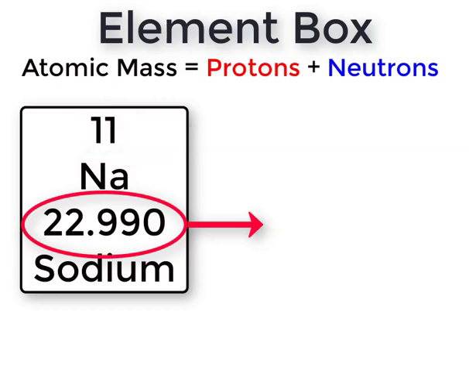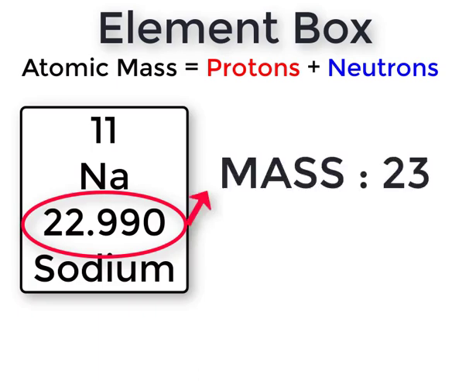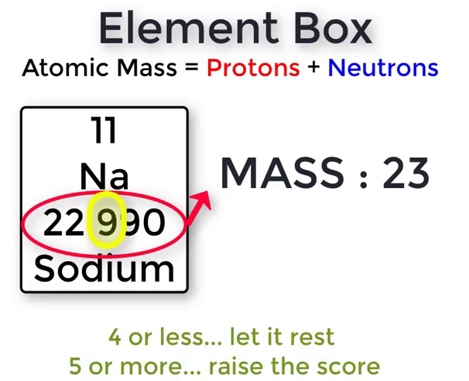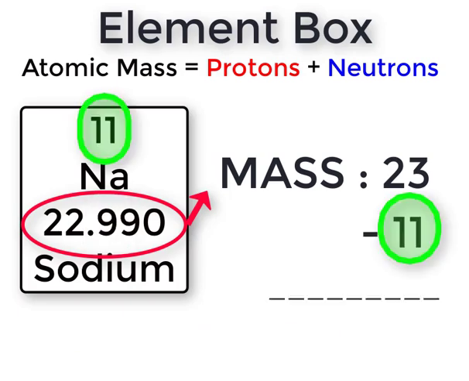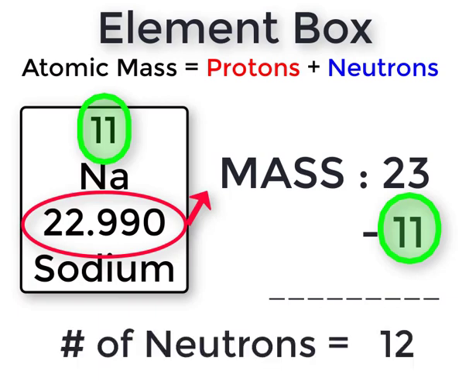You take the mass and round it to the nearest whole number. Make it easy on yourself. You look in the 10th place and remember the saying, 4 or less, let it rest. 5 or more, raise the score. Take your rounded mass number and subtract your number of protons, which is the atomic number, and voila, you have your number of neutrons.